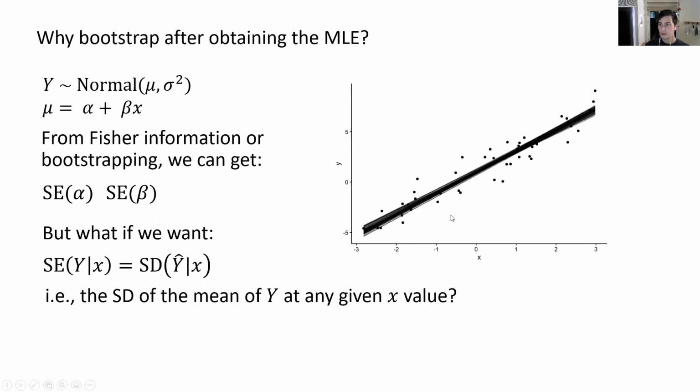There we go. See, now it's applying all those lines. Each of these regression lines is going to differ a little from the overall maximum likelihood estimate. To obtain standard errors for y at any given value of x, we just take the standard deviation of the fitted y values at every x value that we've evaluated this for.